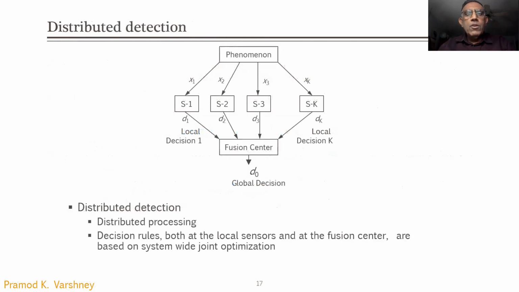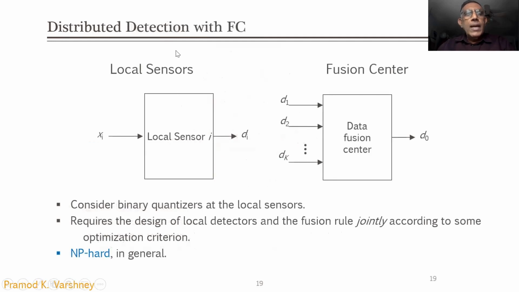Now let's move again to this distributed processing. Basically they send some sort of a local decision to the fusion center. And then what we need to do is optimize the processing that needs to be done here and the processing that needs to be done there. It is a system-wide joint optimization, and it's a complicated thing. Essentially, we need to devise the processing here so that x sub i comes in and we come up with the d sub i. And at the fusion center, you are receiving K decisions, let us say, and you need to combine them and come up with d sub 0.